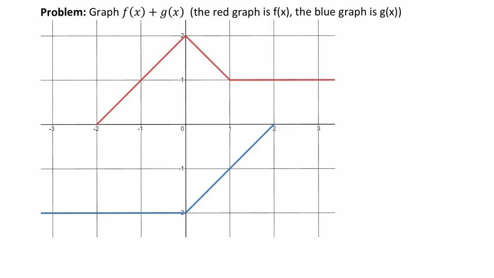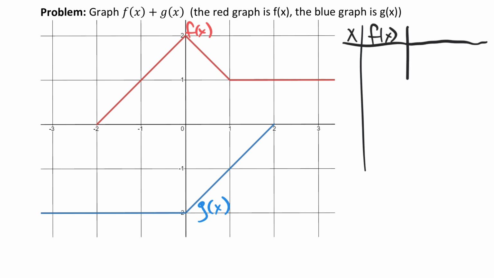So here we have f of x in red and g of x in blue. So here's f of x, here's g of x. And we want to graph f plus g. Now, there's no f to plug into, there's no g to plug into, so we're going to have to use, like we said, some kind of method like before. And the easiest thing I would say is to make a nice table. So I'm going to go ahead and make a table with x and f of x. And I'm going to extend that table to include g of x. And then at the very end, we'll have f plus g of x.